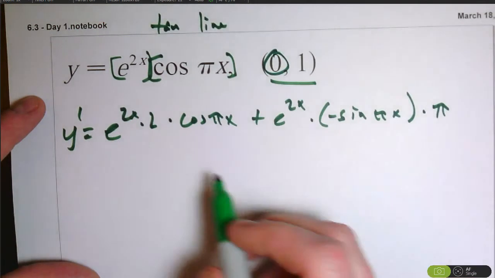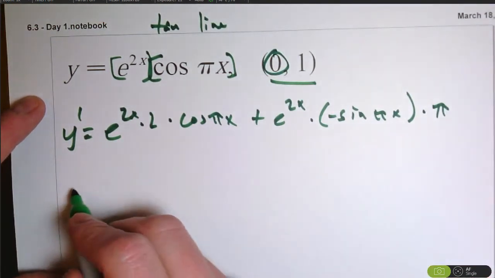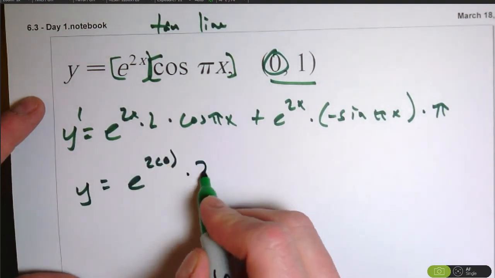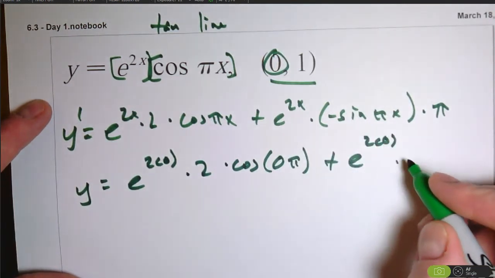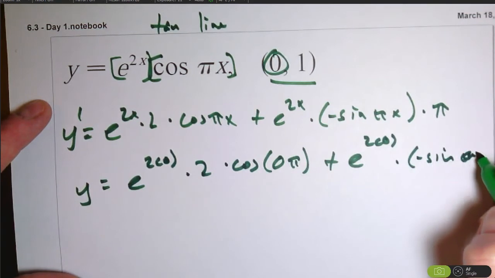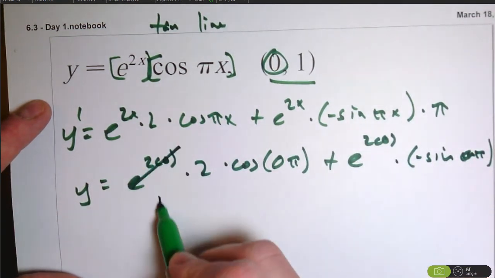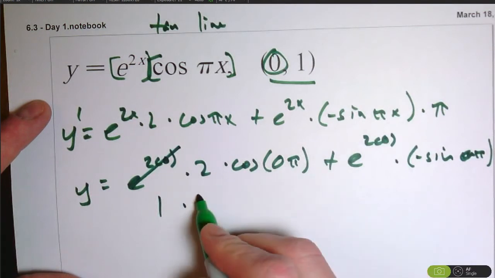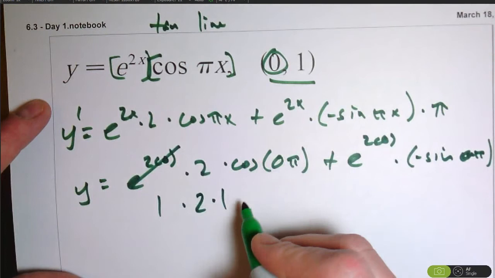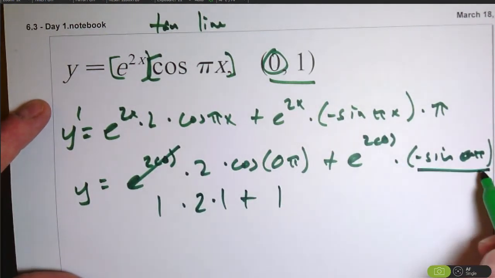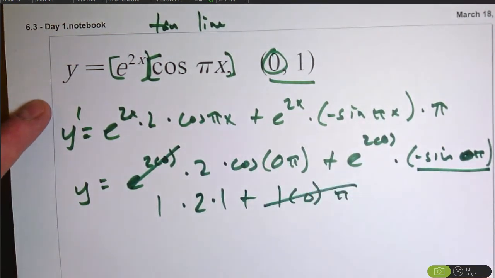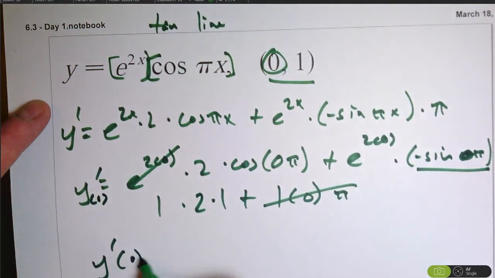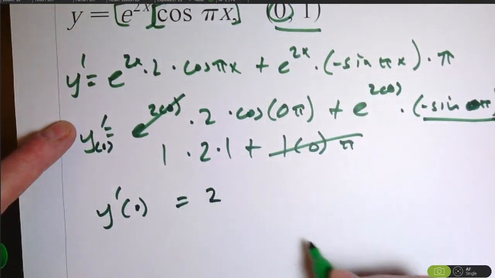I don't really have to do much work. I'm just going to plug 0 in for x to find the slope, because remember this is the slope function now. So y prime equals e to the 2 times 0 times 2 times cosine of 0 pi plus e to the 2 times 0 times negative sine of 0 pi times pi. The nice thing is this is 1. 2 times cosine of 0, well that's just 2 times 1, because the cosine of 0 is 1. E to the 2 times 0 is again 1, but this is the really nice one. When I plug 0 in for that, sine of 0 pi is 0. So that cancels off. So we actually get our slope, y prime of 0, is 1 times 2 times 1, which is 2.